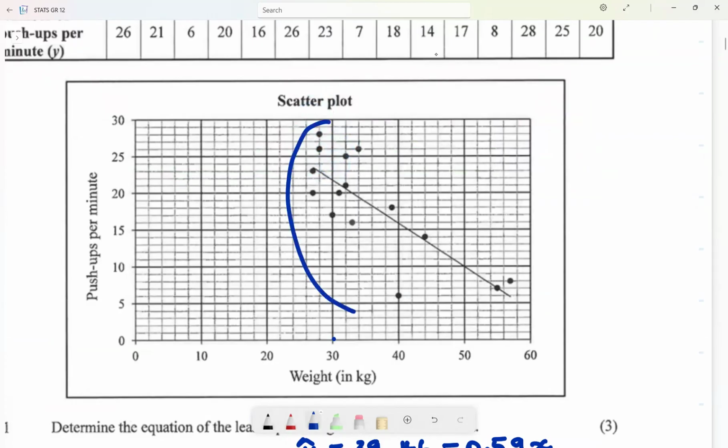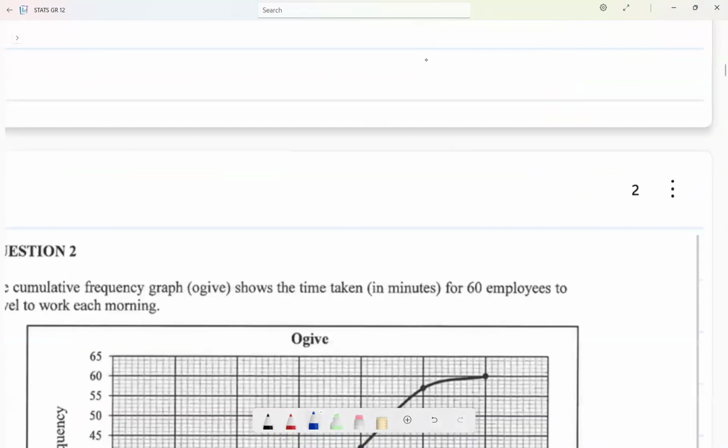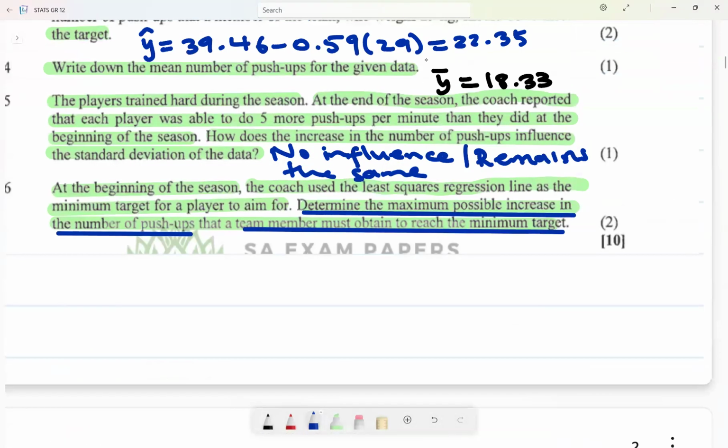Okay, which of this data here is too far away from the least square regression line? Which one is too far from the least square regression line? Can you see what they're asking us? Determine the maximum possible increase in the number of push-ups that a team member must obtain to reach a minimum target.